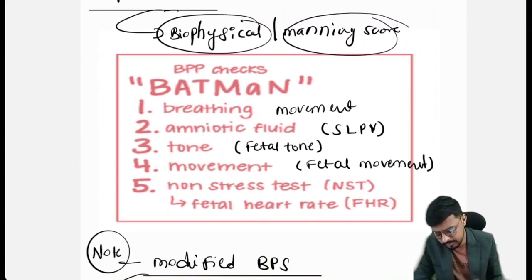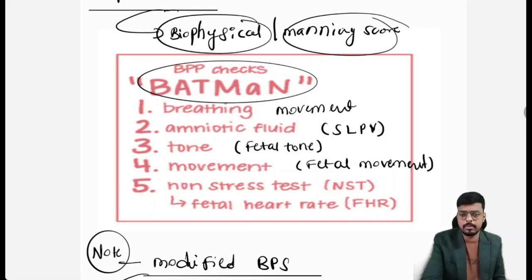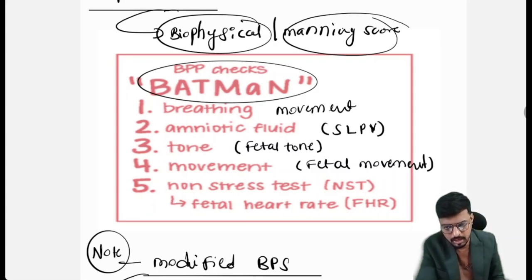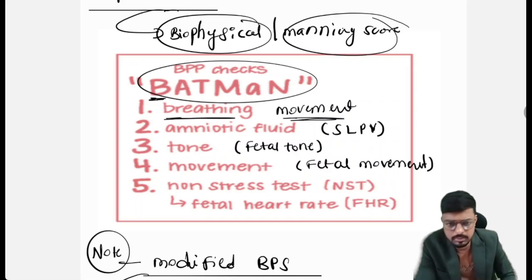How to remember the biophysical scoring? With the help of the mnemonic BATMAN. Here B stands for breathing movements. If breathing movements are present, we give 2 marks. If there is at least one breathing movement in the last 30 minutes, and the movement is more than 30 seconds, we give 2 marks.